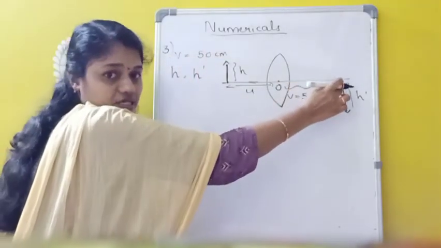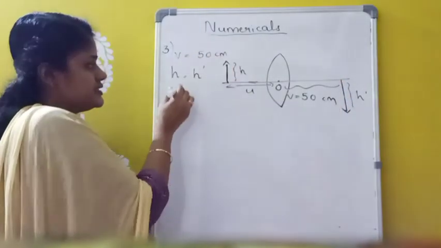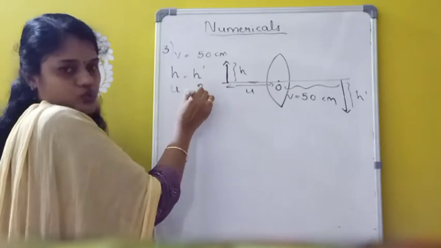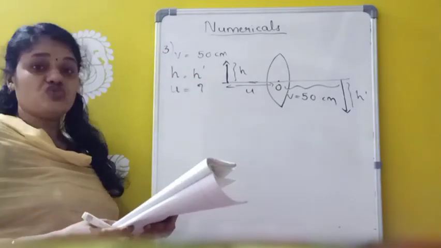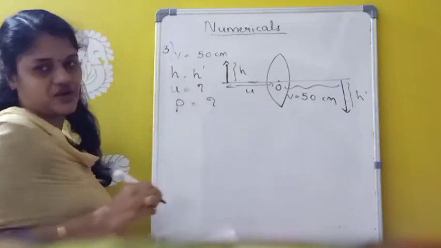So this is on the right hand side of the optic center. That means this is taken as positive only. So V equals 50 centimeter. And we have to find which one? U. Okay. Then also find the power of the lens. So P also we have to find. Power of the lens also we have to find.